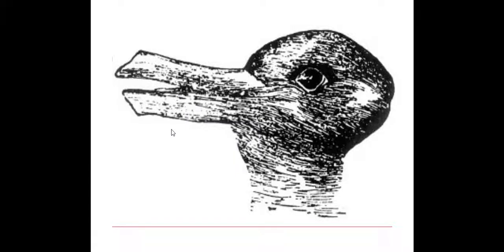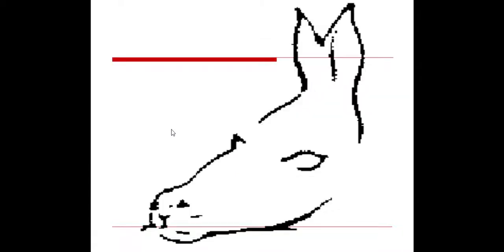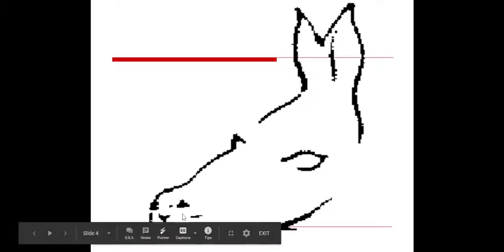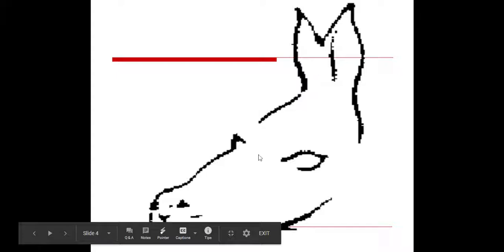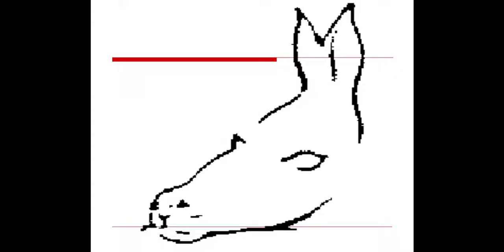All right, next one. What's the first thing that you saw there? Was it a seal? The nose, the eyes, kind of fins back here? Or was it a donkey, horse head, something along those lines when you take a look at it? Next one.